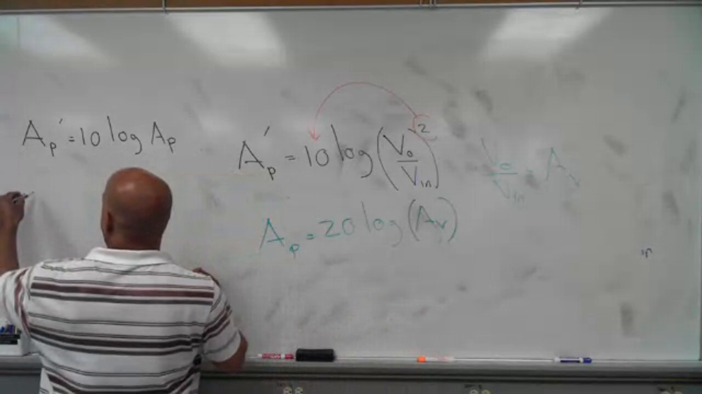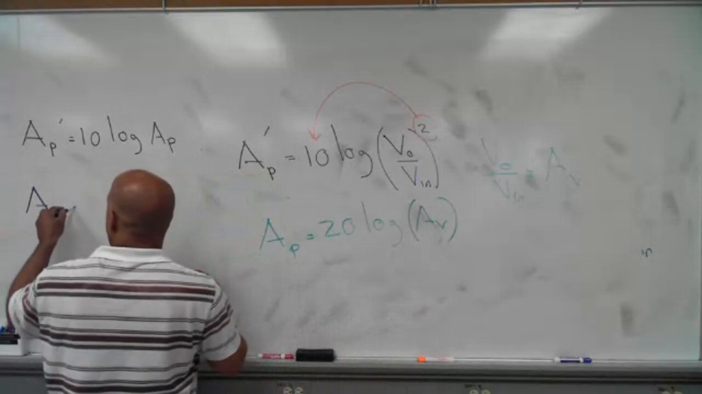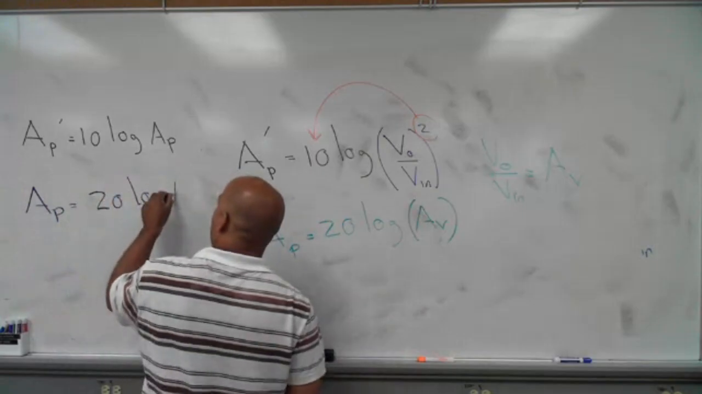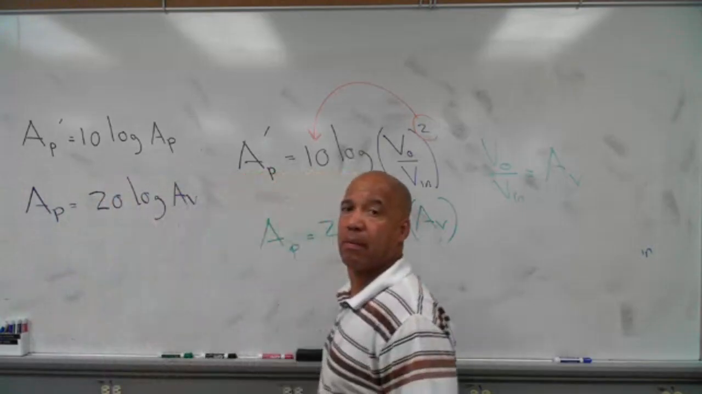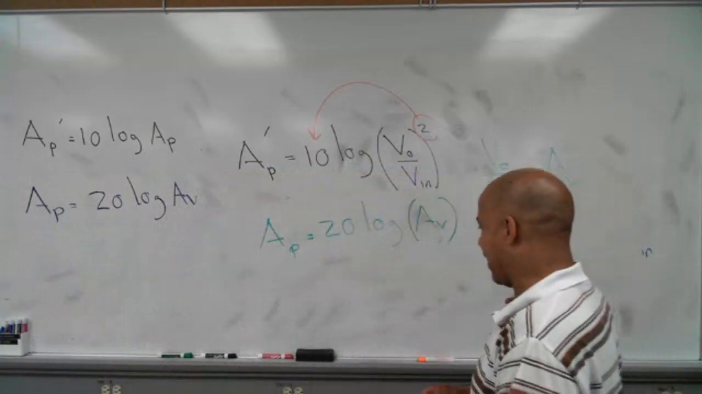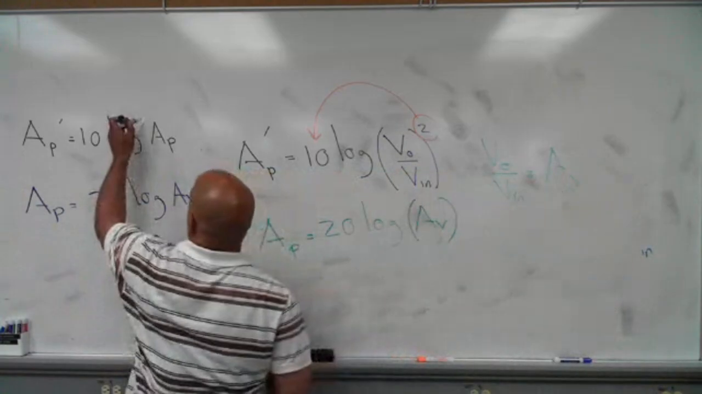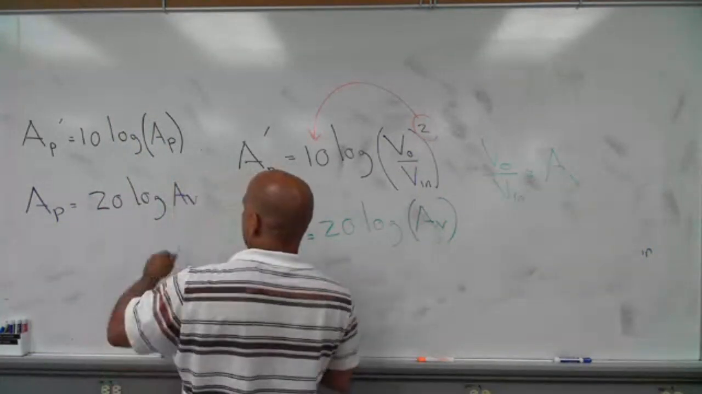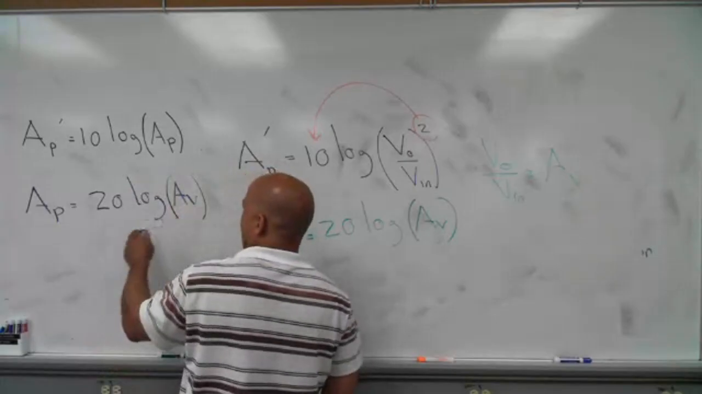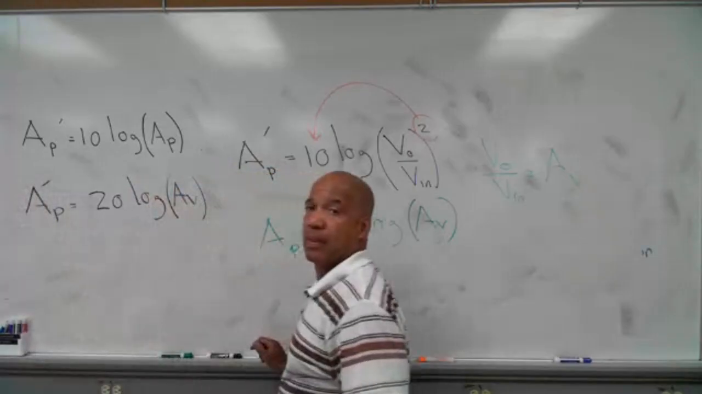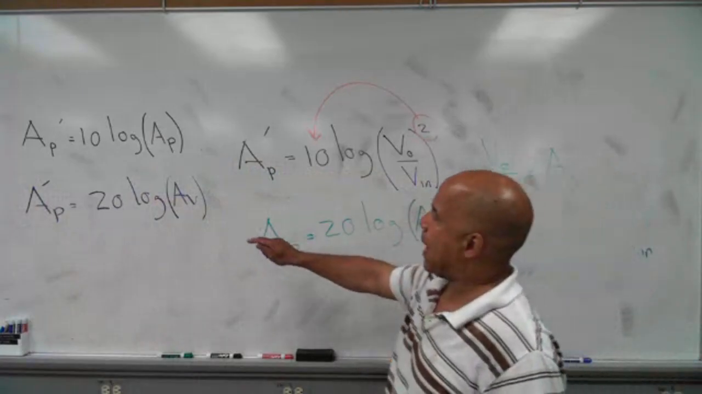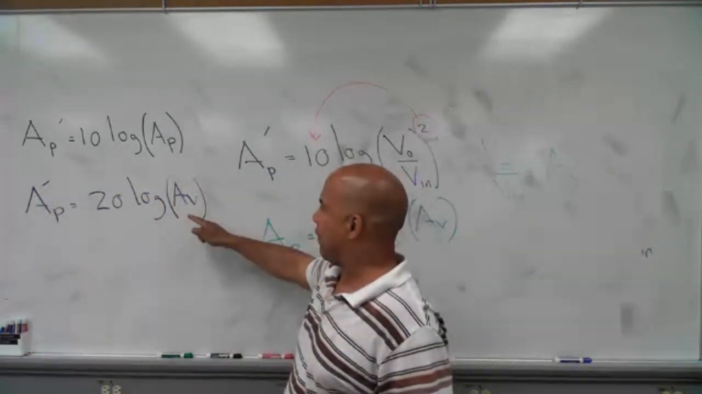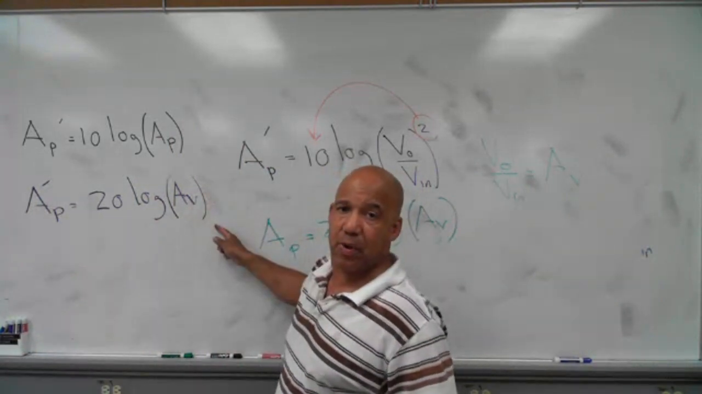The power gain is equal to 20 log the voltage gain. 20 log the voltage gain. And I think this looks nicer if I do this. I don't know about how you feel about it. And that's a decimal gain. So I can get the decimal power gain if I know P out and P in. I can get the decimal power gain if I know V out and V in, the regular voltage gain.